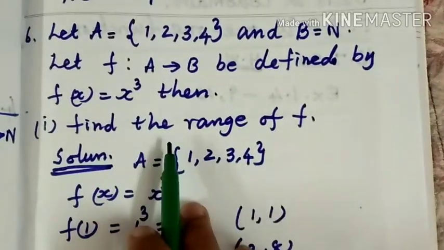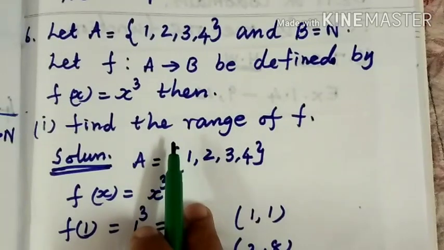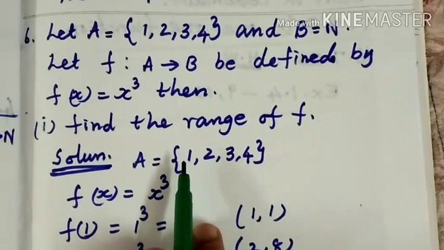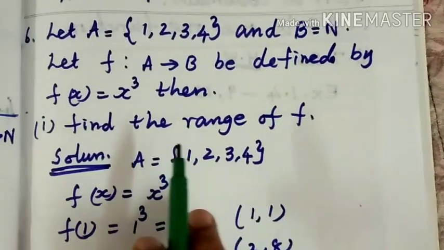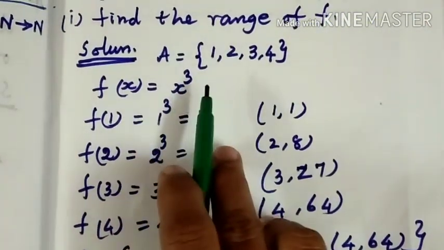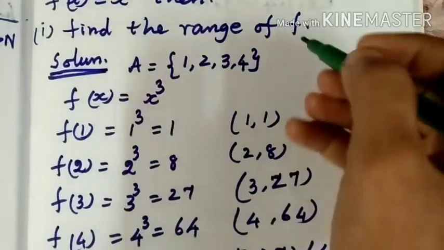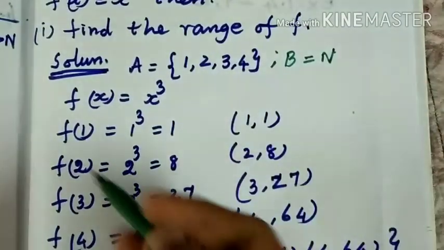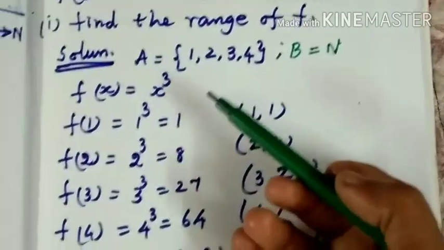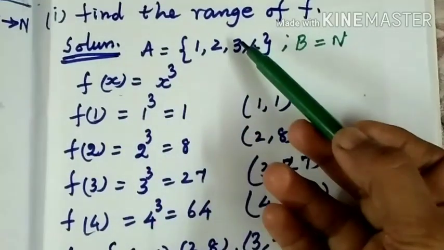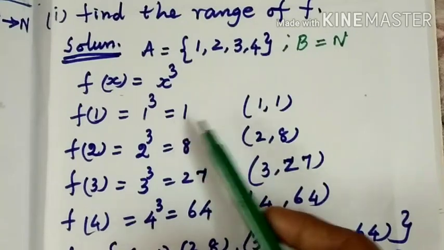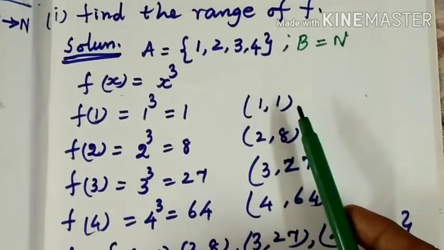What is range? Yes, in an ordered pair, the second element is called the range. So first of all, we have to find the ordered pairs of the given function. Take down and write the given question. Set A equal to {1, 2, 3, 4} and set B equal to natural numbers. Then f of x equal to x cubed. So every x belongs to set A. Therefore, for the first element, f of 1 is 1 cubed equal to 1. Then the ordered pair is (1, 1).